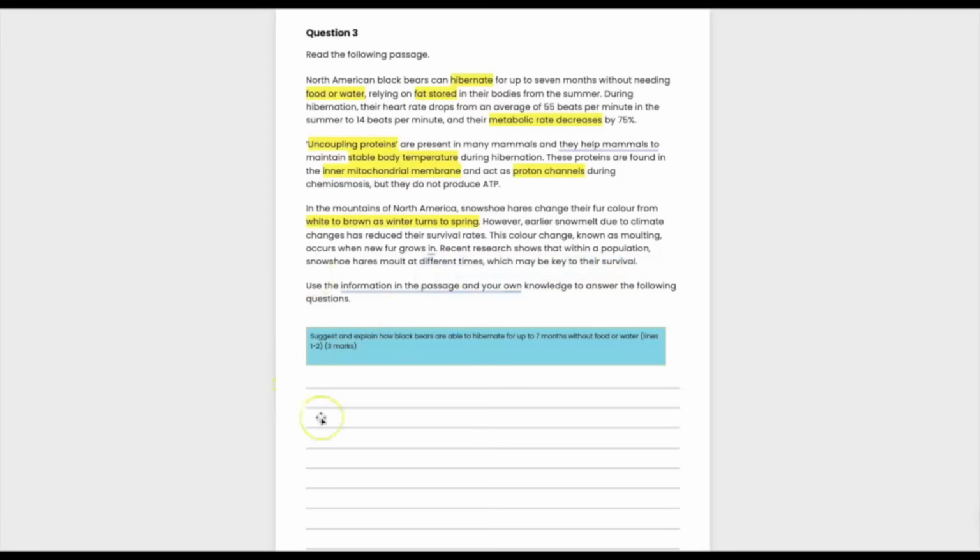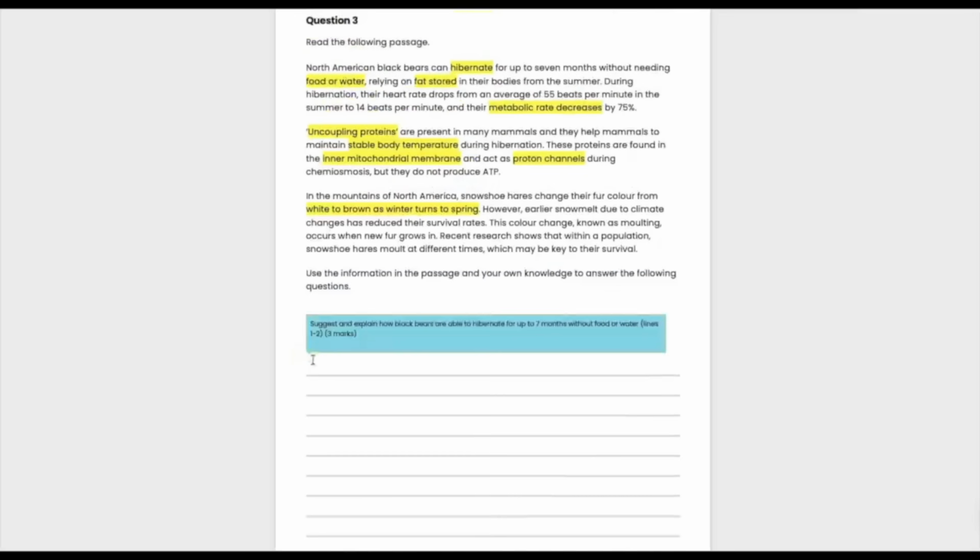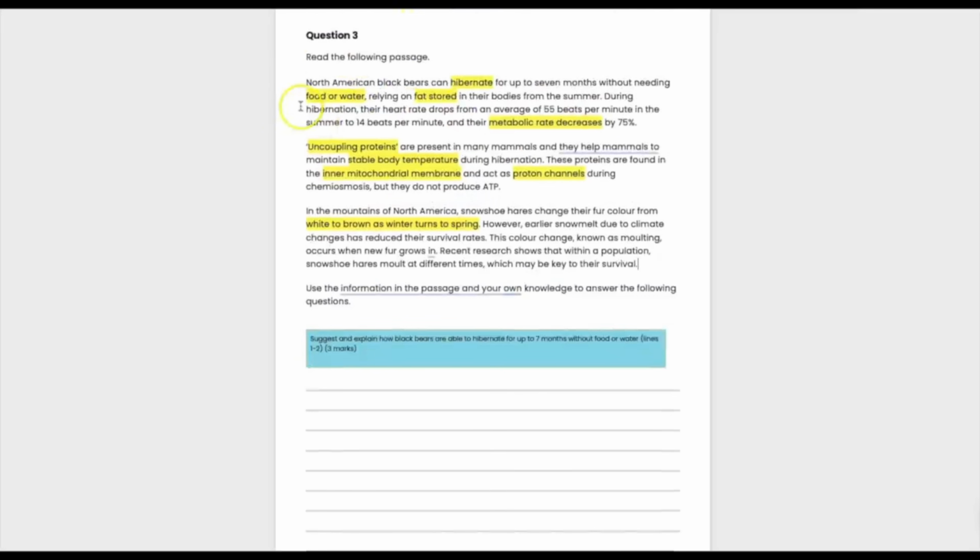So: suggest and explain how black bears are able to hibernate for up to 7 months without food or water, which is lines 1 and 2, and it's a 3-mark question. So we then look back at what we've highlighted, and I was thinking about linking it to respiration. Those fat stores could be hydrolyzed. The triglycerides are hydrolyzed into glycerol and fatty acids, and the glycerol could be used in respiration. So that's what I'd be using as part of my answer for this.